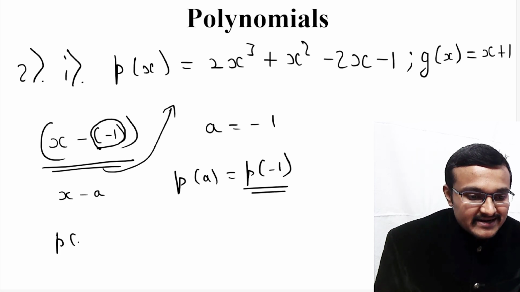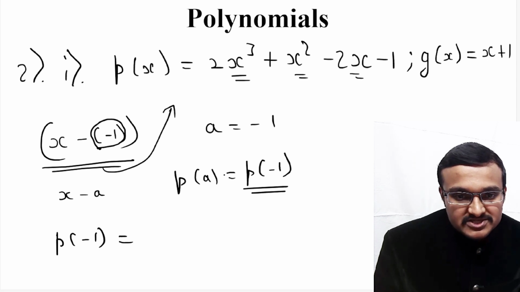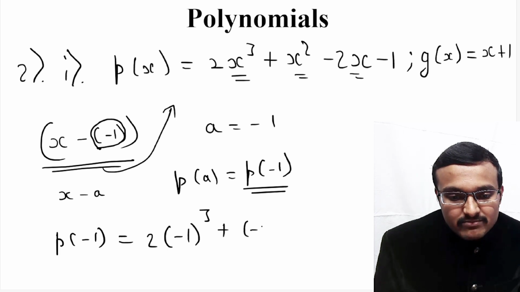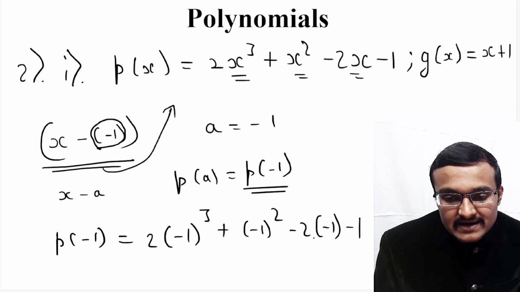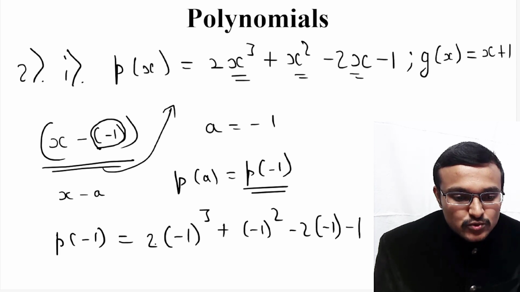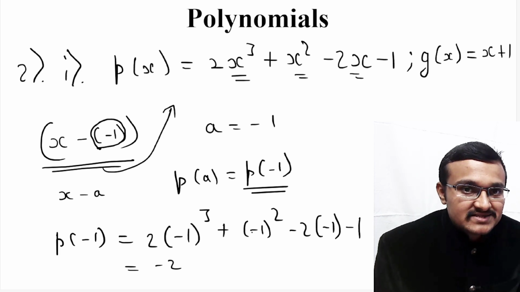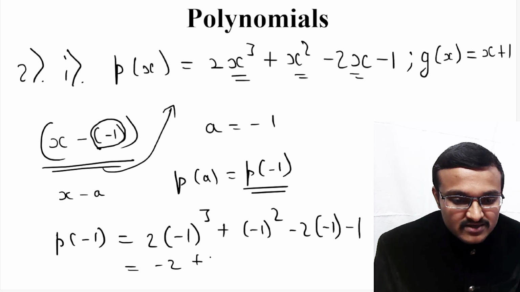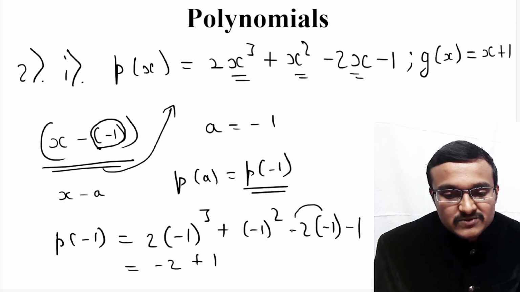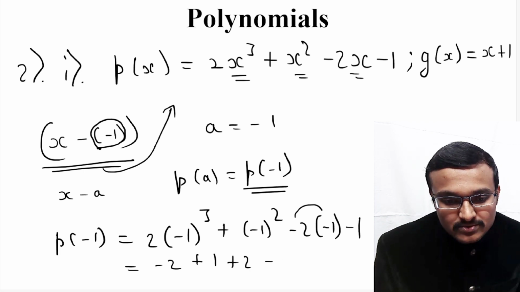So p of minus 1 is equal to, you have to substitute minus 1 in the x position. So we'll do that: 2 into minus 1 whole cube plus minus 1 whole square minus 2 into minus 1, and at last you have minus 1. Now minus 1 cube is nothing but minus 1, so 2 into minus 1 is minus 2, plus here minus 1 square is there, so minus 1 into minus 1 is plus 1. So plus 1. Here minus 2 is there, here minus 1 is there, so minus into minus, plus 2 into 1 is 2. So plus 2 minus 1.